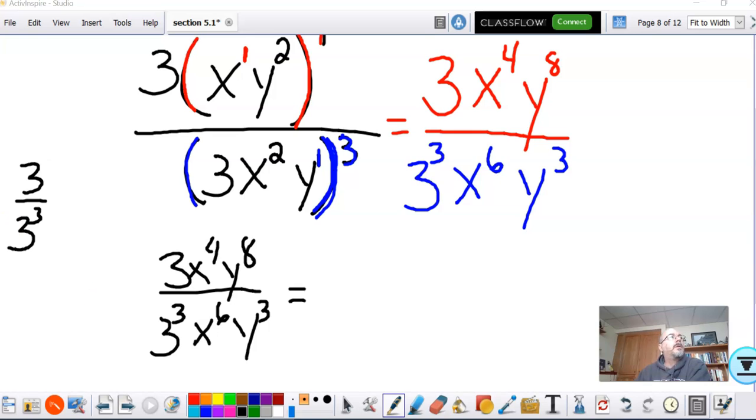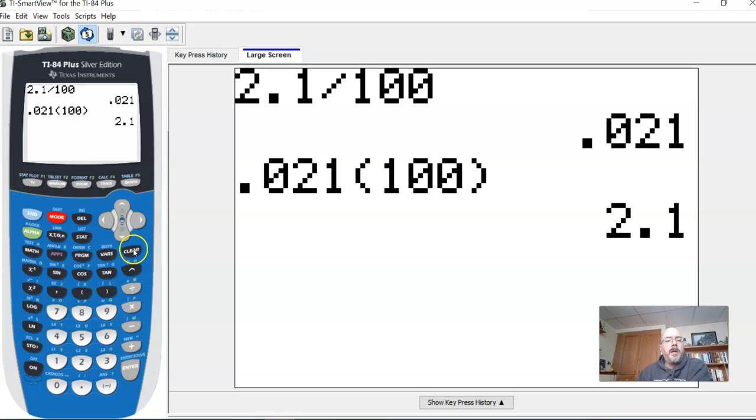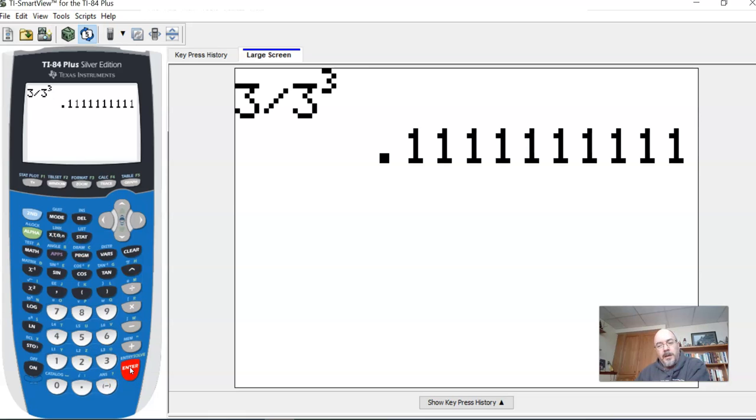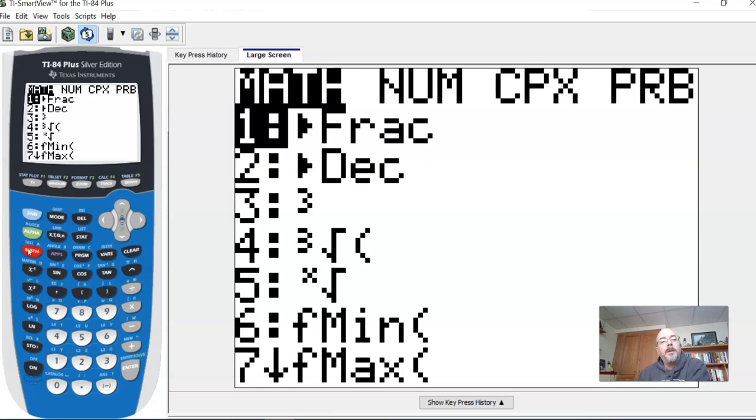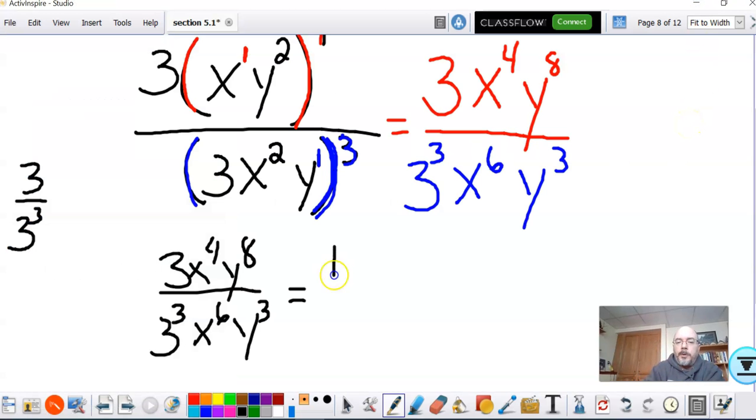Take a moment. There it is. All right, let me pull this calculator in. I'm going to take the 3 and divide it by 3 to the 3rd power, using the exponent button. Now that's going to give me a decimal. Remember, I don't want a decimal, so I'm going to hit the math button and pick fraction. Oh, cool. So 3 over 3 to the 3rd power simplifies to 1/9. I'm going to put a 1 and a 9.